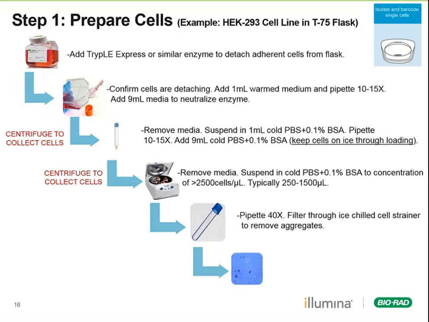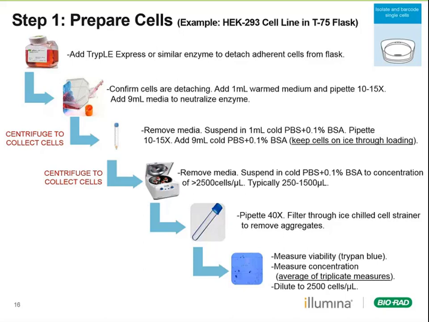At this point, we want to really make sure we're getting to a single cell suspension, so we're going to very vigorously and thoroughly pipette the cells. Then we're going to filter them through a chilled cell strainer, which should remove a lot of the cells that are not single cell but are in aggregates.